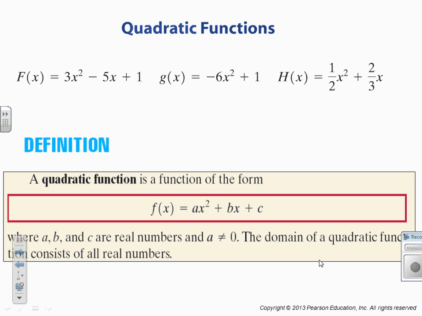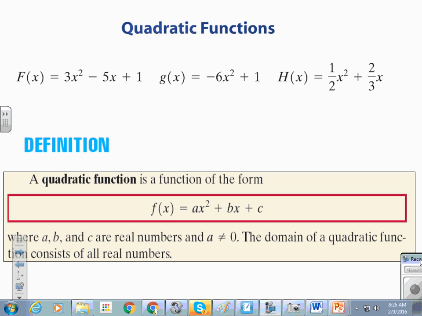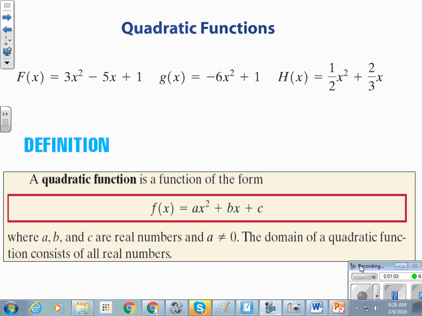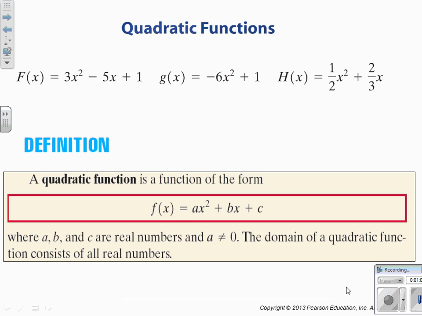The domain of the quadratic function consists of all real numbers, because there is nothing we can't put in a quadratic. That's why it is so wonderful. Ax squared plus bx plus c, and this is the little equation we use for the quadratic formula and all sorts of fun stuff. So the domain of a quadratic is all numbers. Alrighty.